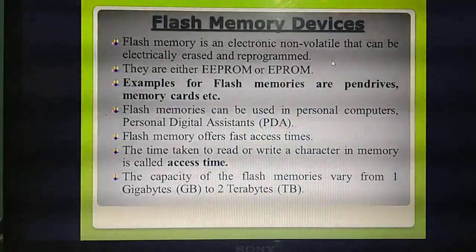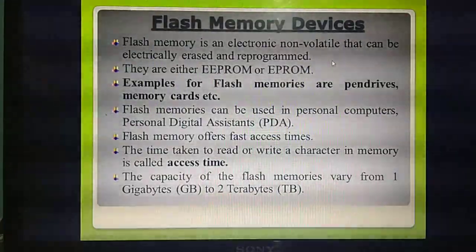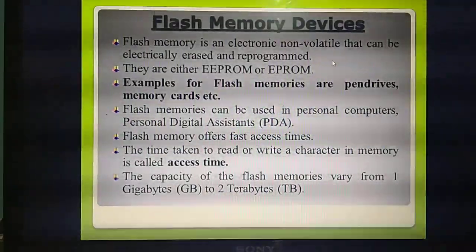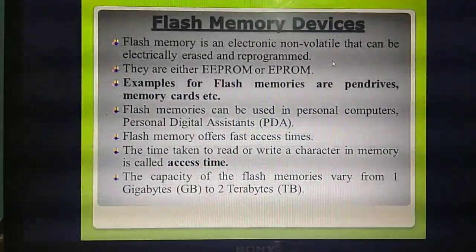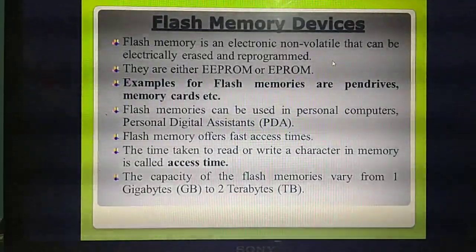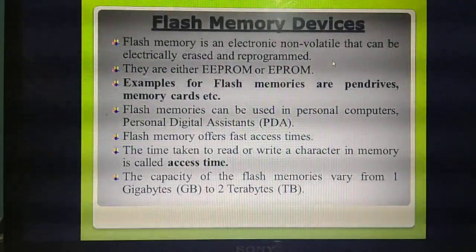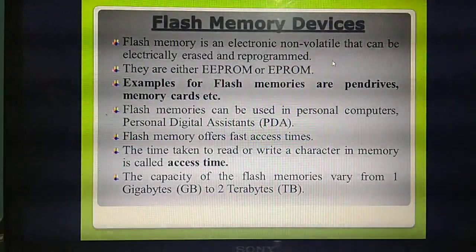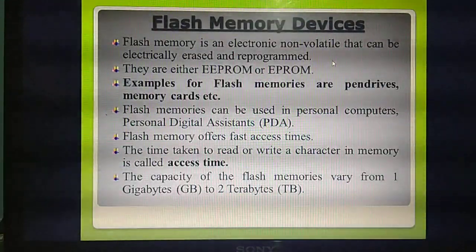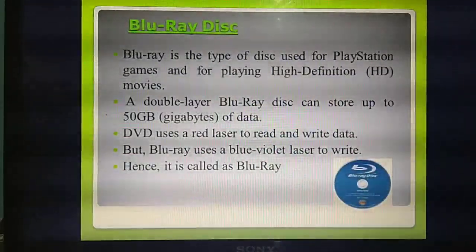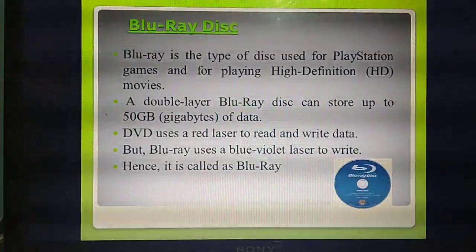Access time. Understand? So the capacity of these devices varies from 1 gigabyte to 2 terabytes. Pen drives and memory cards you might have seen: 1 GB, 2 GB, then 32 GB, 64 GB. Isn't it? So from 1 gigabyte to 2 terabytes, that means huge capacity, these devices are available. Next, the second storage device is the Blu-ray disc.